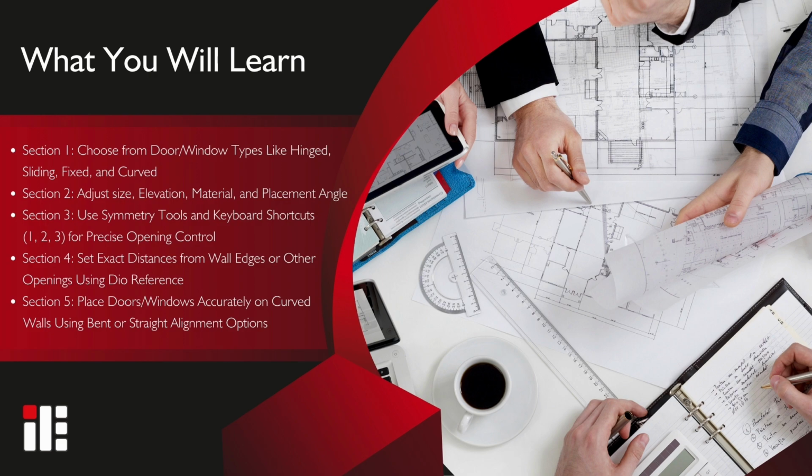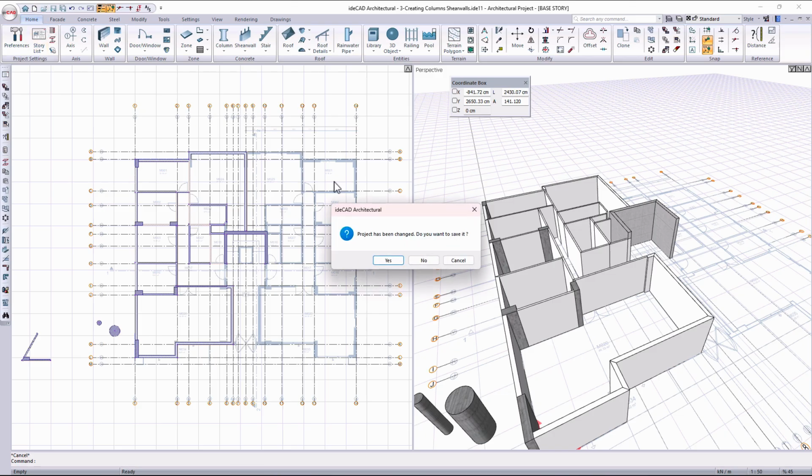You'll also learn how to place openings at specific distances using reference points, use keyboard shortcuts for faster control, and position windows accurately on curved walls using both straight and bent placement options. By the end of this video, you'll be able to model functional, flexible, and visually clear door and window layouts for any architectural project. Let's continue with door-window command.